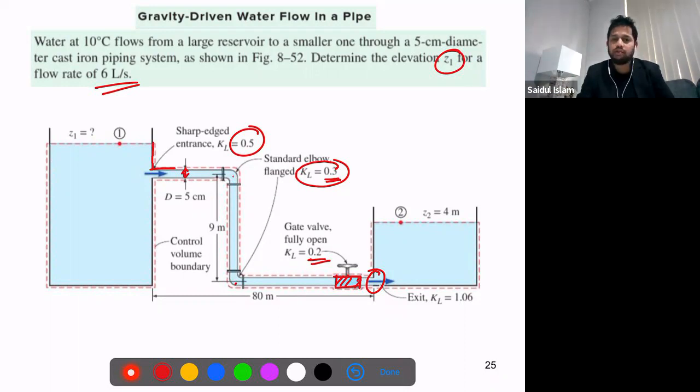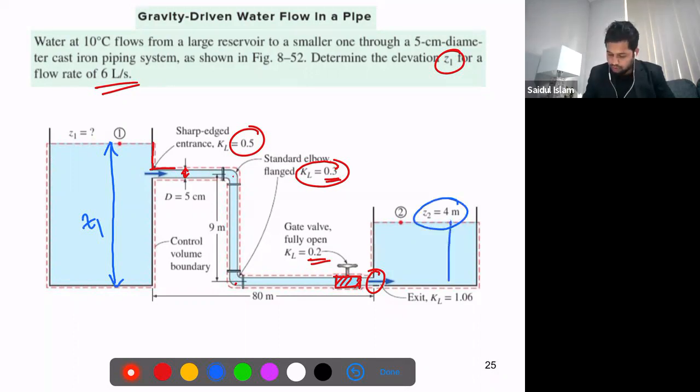And we'll try to find the elevation, I mean, this height. This is z1. Do we know z2? Yes, z2 is given as 4 meters. You look here, this height is given as 4 meters. Okay, so I'm moving to the next phase. I will use the energy equation.